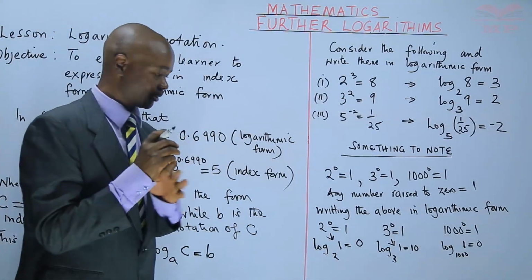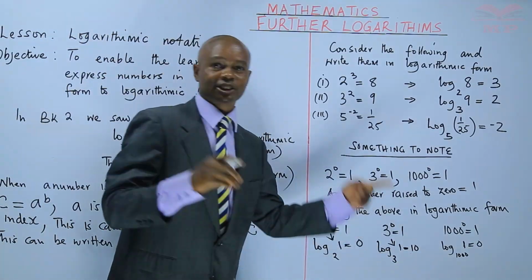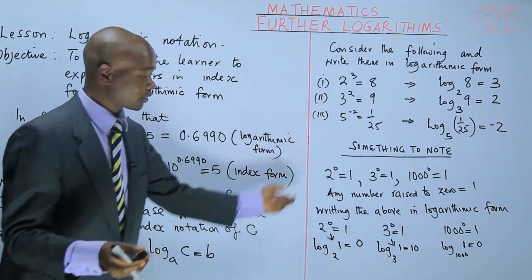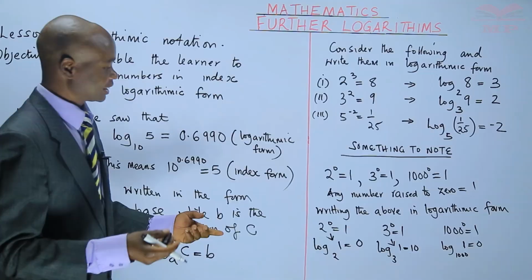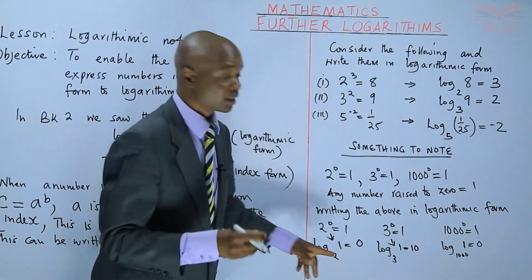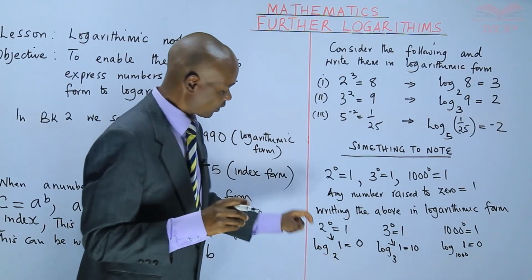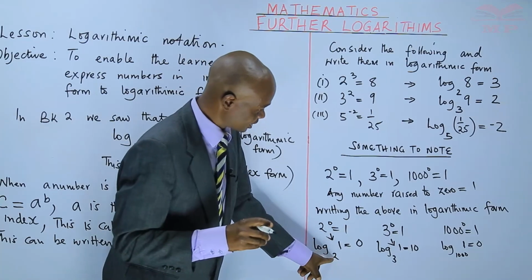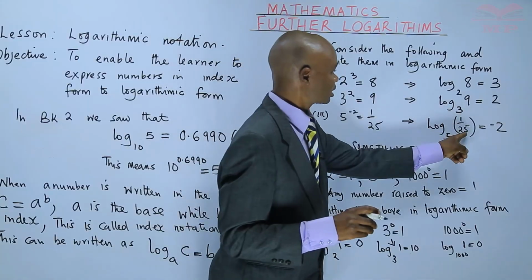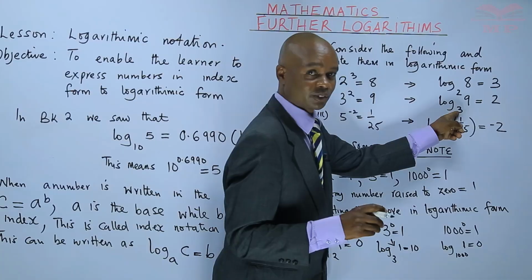It's also the same as saying any number raised to 0 is 1. Any number raised to 0 is what? 1. So when you convert to logarithmic notation, you can say the log of 1 to the base of any number will give you 0. It's going to be very important. The number down here is always the base. The log of 1 over 25 to the base 5. The log of 9 to the base 2.